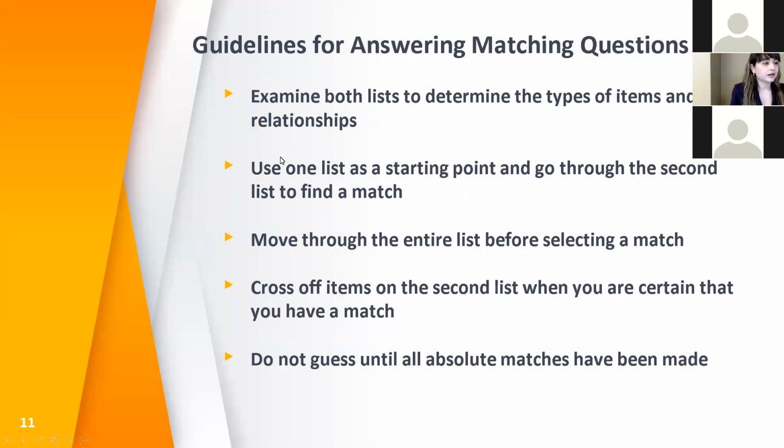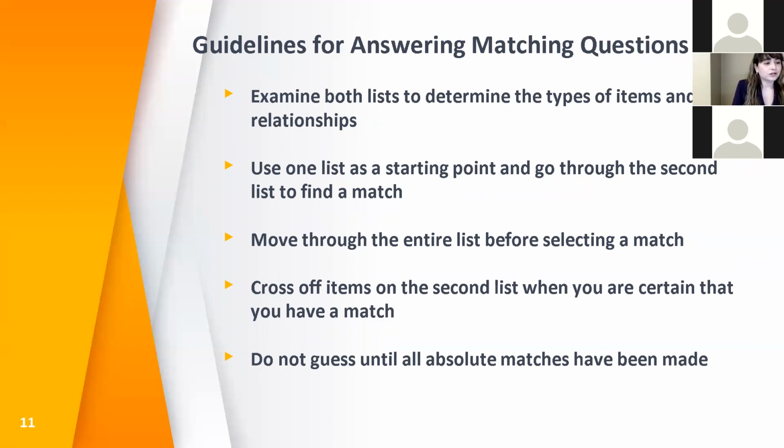If there are matching questions, examine both lists to determine the types of items and their relationships. Use one list as a starting point and go through the second list to find a match. Move through the entire list before selecting a match. So even if you are already halfway through the list and you think you already found the match, just try to go over the whole list.